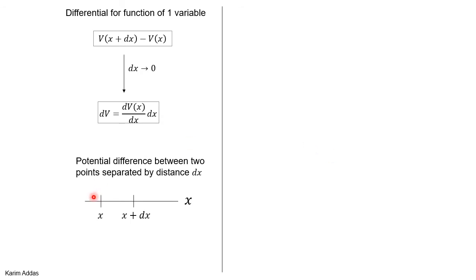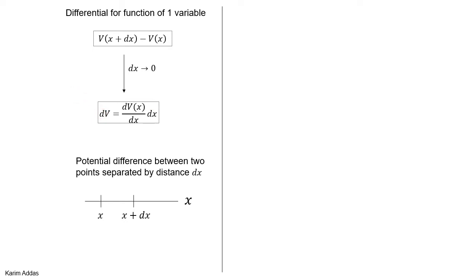For instance, if you have a one-dimensional problem and you have point x and point x plus dx, and I want to get the potential at x plus dx minus the potential at x. So the potential difference between two very close points in one dimension. So it's the same idea. You're getting the difference in the value of a function between two nearby points. So you just take the derivative of the function with respect to x and multiply by dx. So that will give you dV.